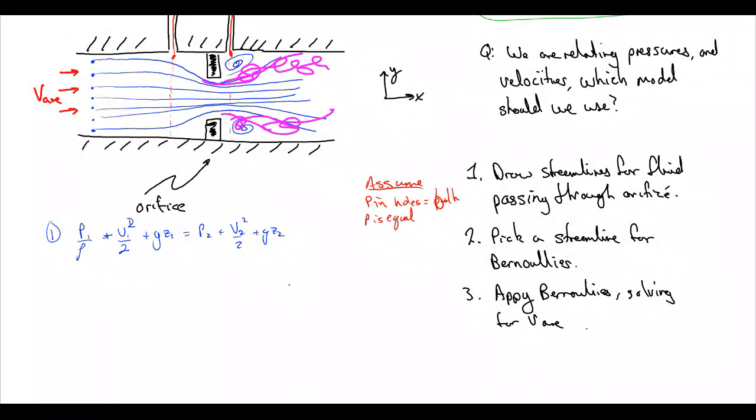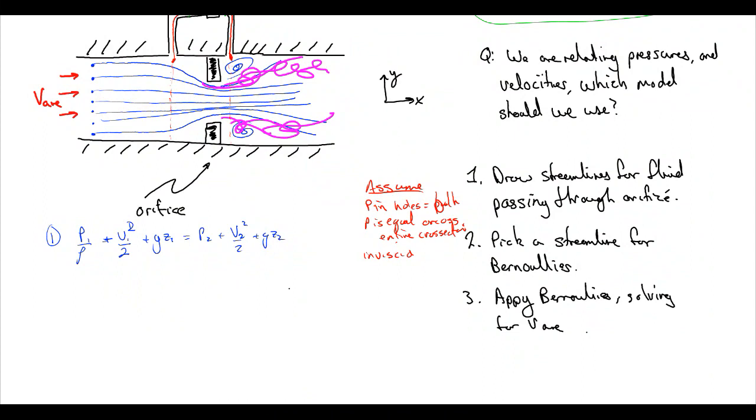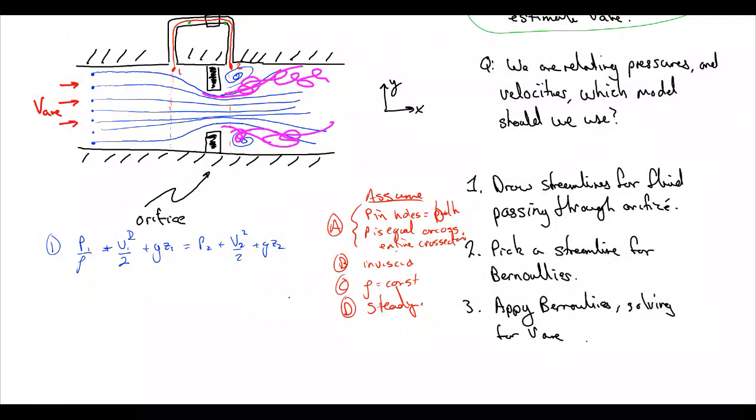Great. We're also going to assume inviscid. So we're going to call both of these A. We're going to call B inviscid, C density is equal to a constant, and D steady. Awesome. So we're basically at the same height, right? We've got to label these 1 and 2. We're basically at the same height. So Z1 is equal to 0. Z2 is equal to 0. Sorry.